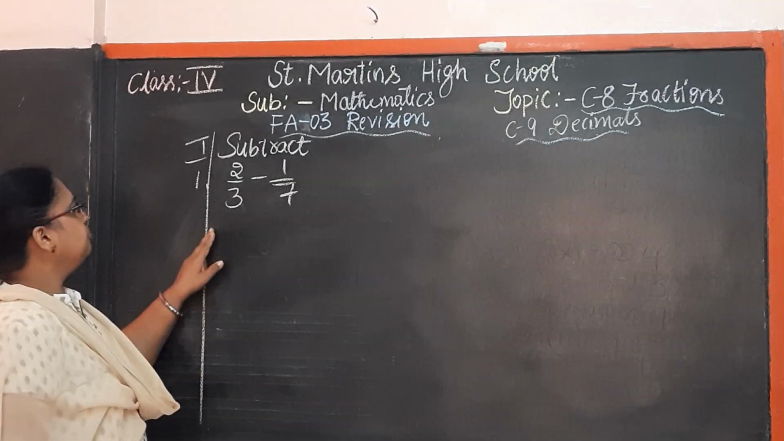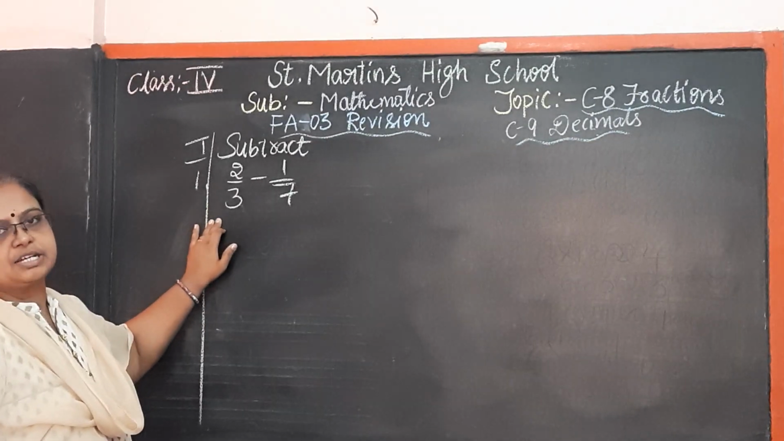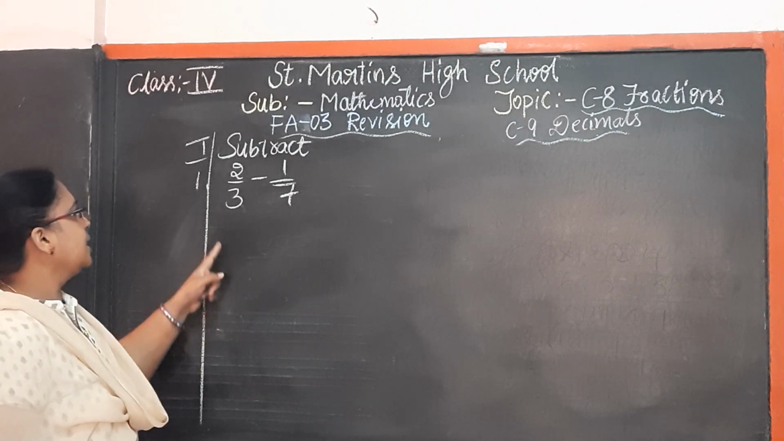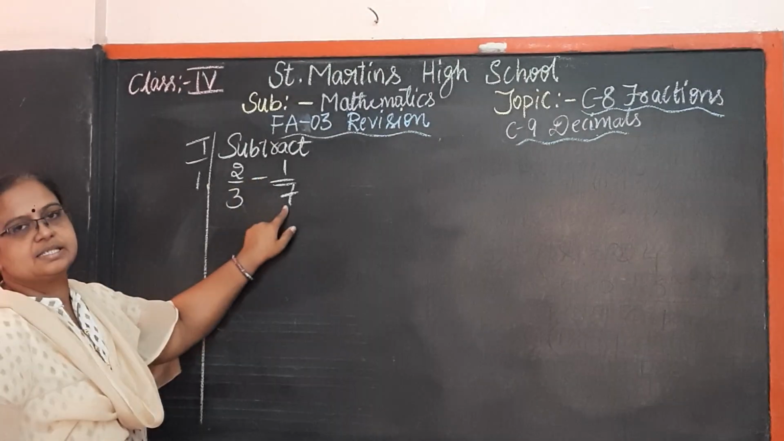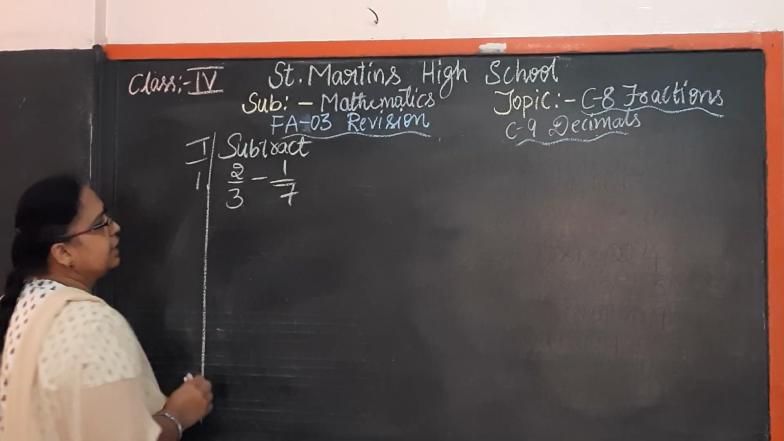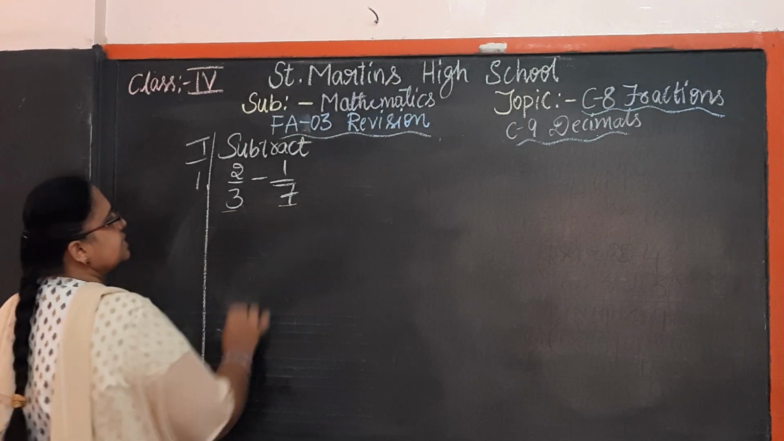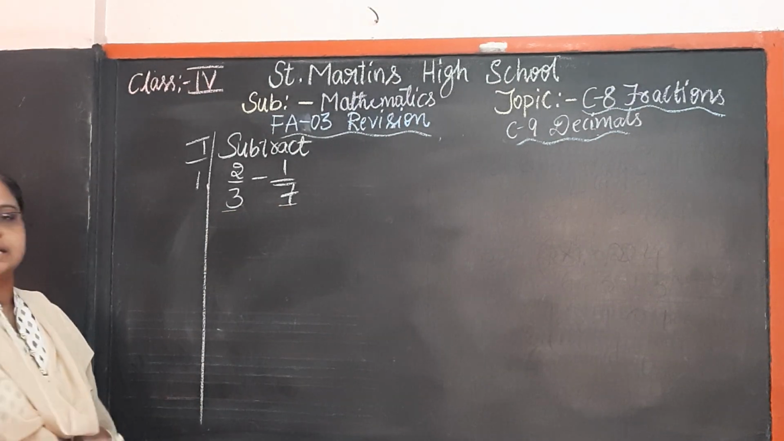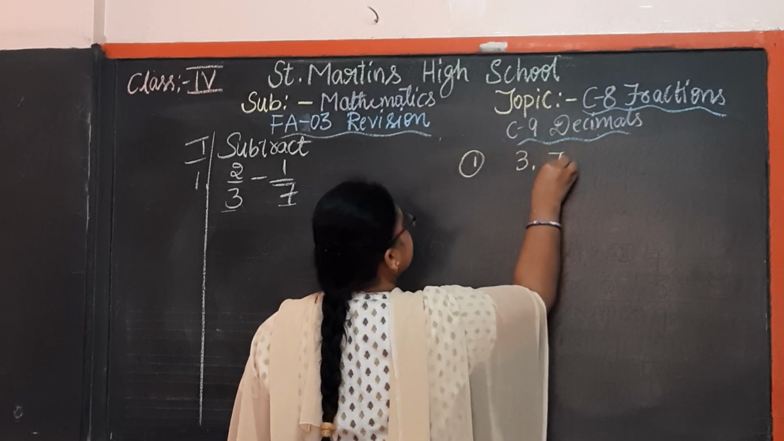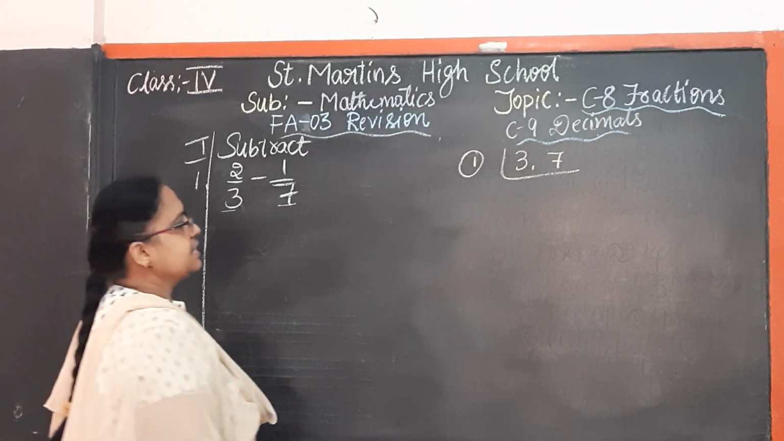Yes children. In the previous sum we studied the fraction of addition. Here it is a fraction of subtraction. In the same manner we have to do this subtraction sum. 2 by 3 minus 1 by 7. See, numerators are different, denominators are different. We cannot subtract. So we are taking LCM for 3 and 7. What are we doing? The first step is taking LCM. The first step is 3 and 7. We are taking this LCM for 3 and 7.